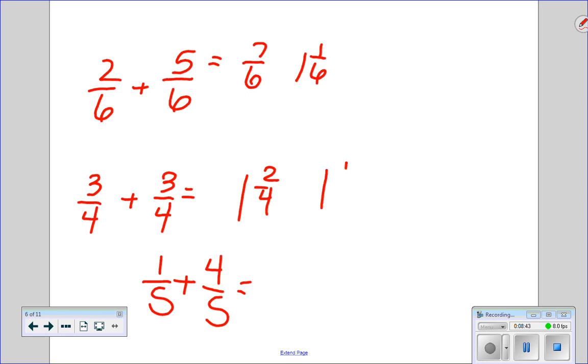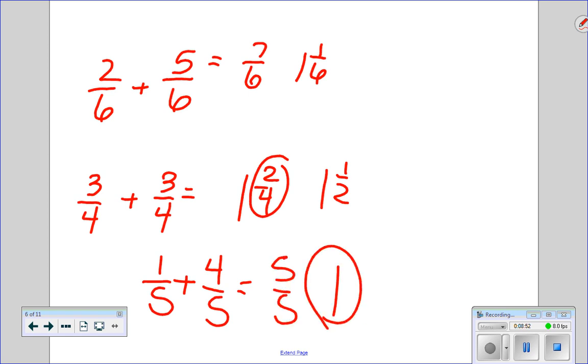1 and 1/2. After this gets reduced, right? You always got to make sure you reduce. Nice job. Good work. Maddie? 1. It turns into be 5/5. We all know that means 1. Nice work. Any questions so far?